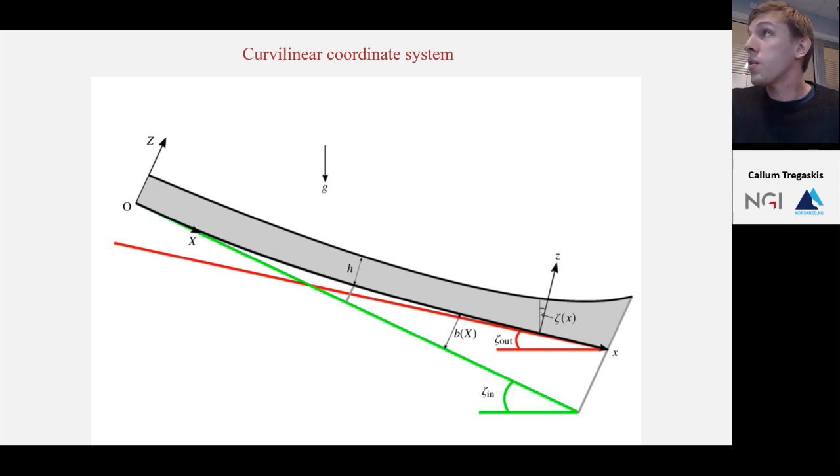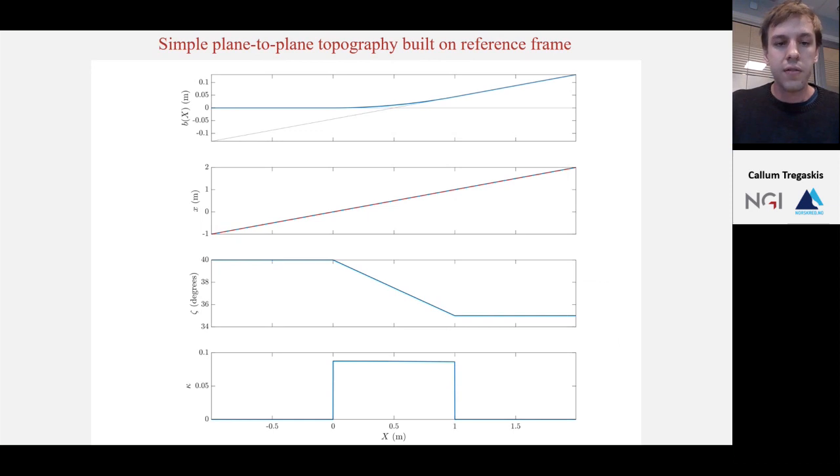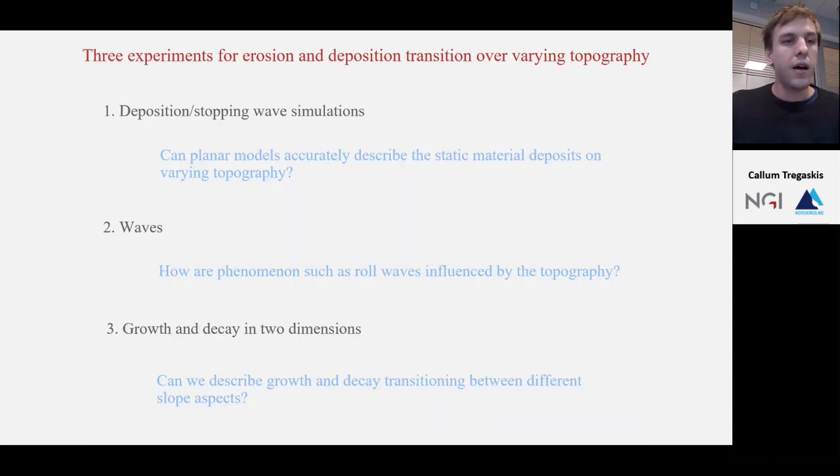So to do this, we looked at a sort of idealized topography, which is just a change in angle. And then we considered what happens to deposition, how do things stop if they're going over such a transition? How are things like roll waves influenced by the topography? And then if we look at 2 dimensions, then do we get different growth and decay depending on how much transition we go over?